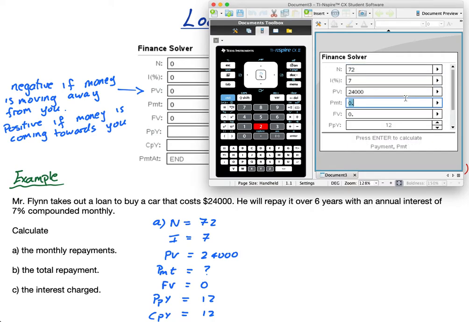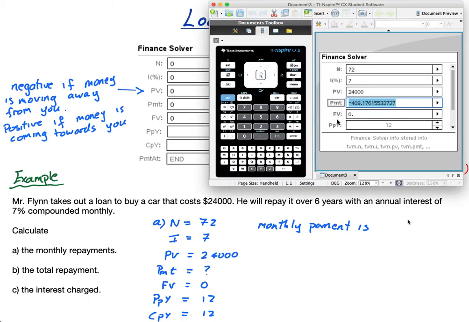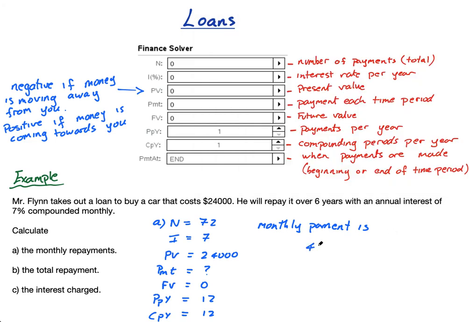Now I go to payment and I press enter, and it tells me what's going to happen. Now, you see it's negative. That's because the money's going to be moving away from me, because I'm going to be paying negative 409. So let's round that to the nearest cent. So the monthly payment is $409.18. Fine, easy.